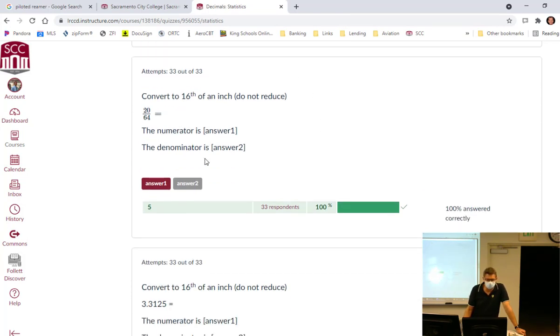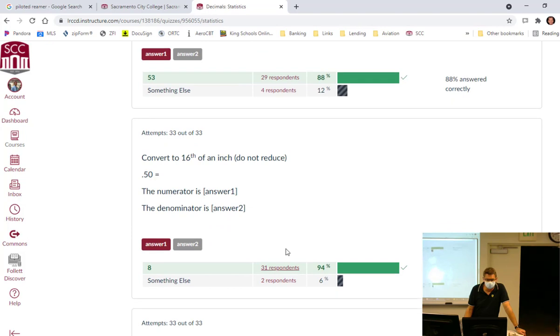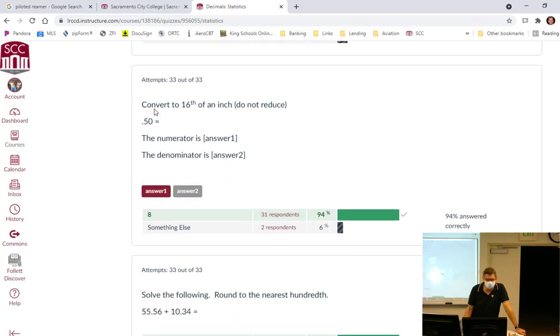Okay, so same thing here. Everybody got that one. Convert to 16ths of an inch. Do not reduce. So it's 3.3125 times 16 equals 53/16. Right? Yep. Okay. So very simple. Convert 16ths of an inch to reduce. Half will be 8. Yes, it's right there. All I have to do is look down there.